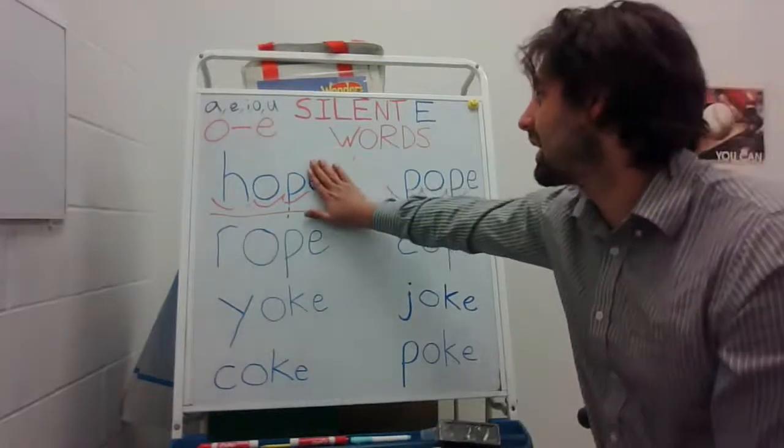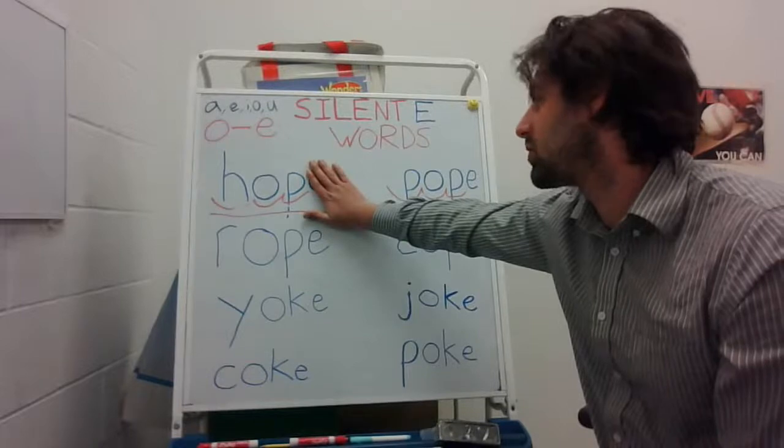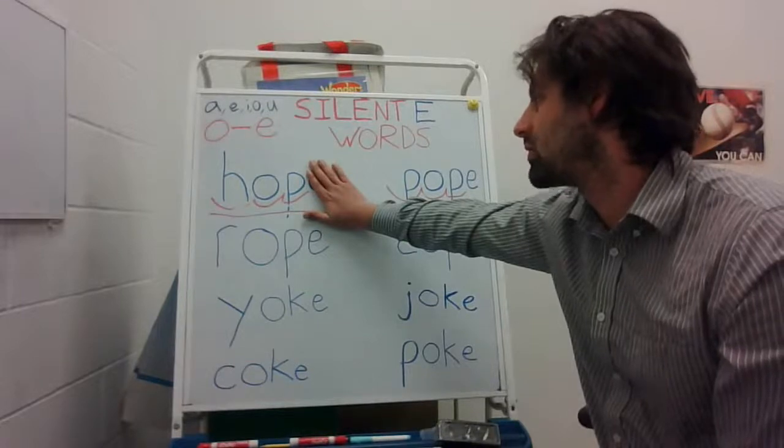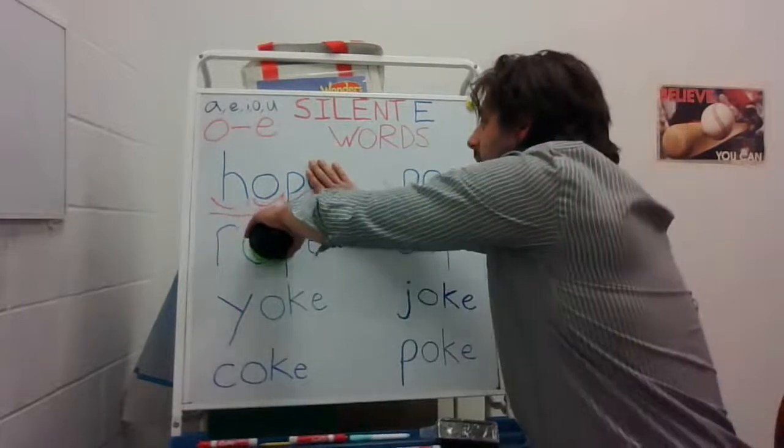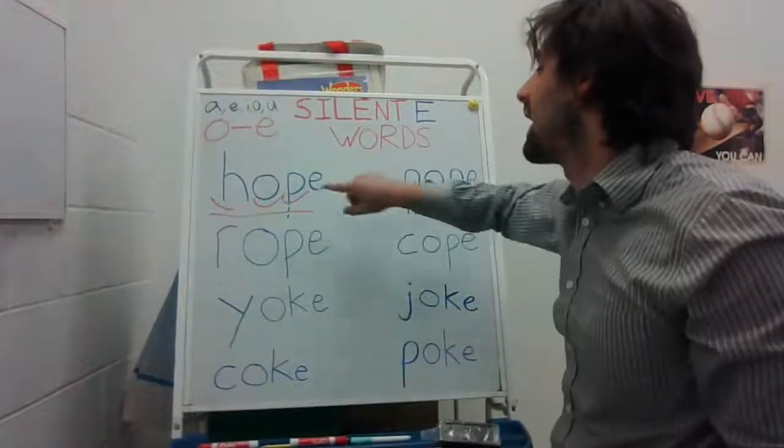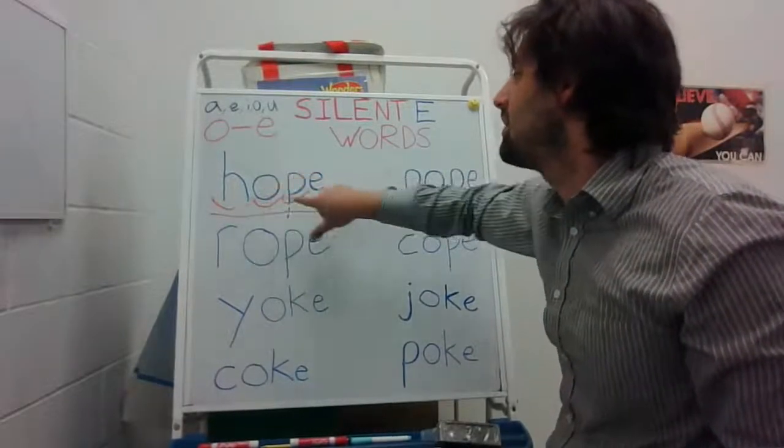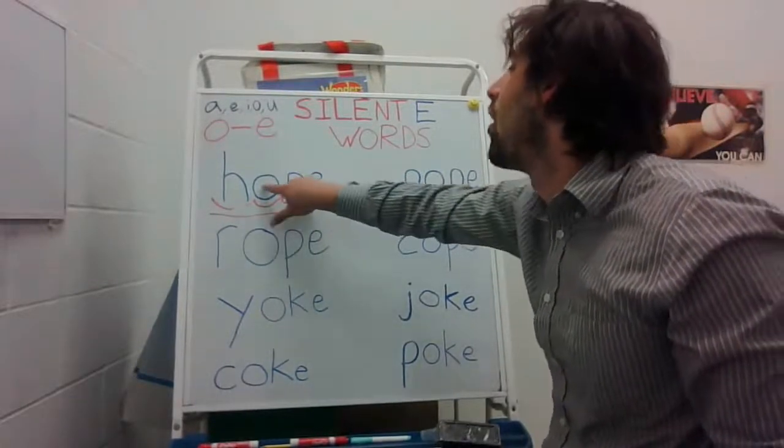Now, without the silent E at the end, we would just have the short O sound. O would say ah, and the word would be hop. But because there's an E at the end, the E makes O say its name, and instead of hop, we have hope.